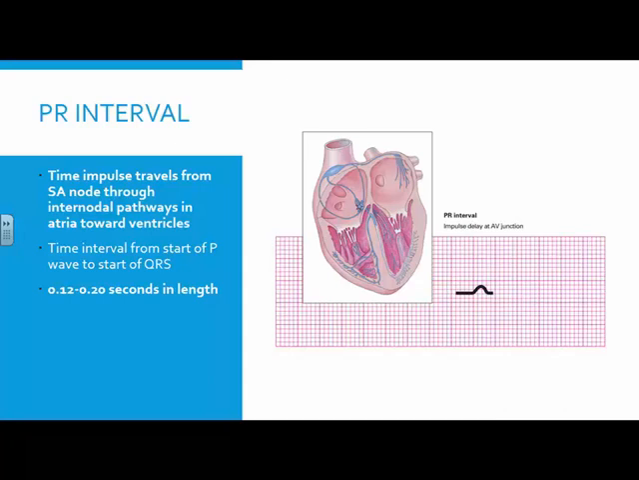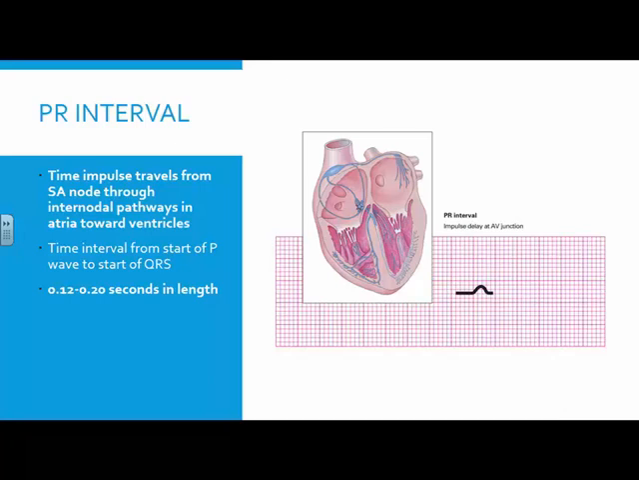So now, I forgot to mention this stuff right here. A lot of this is coming out of your Beasley book, the EKG book. And you can follow along on both of them because it's the same information. 0.12 to 0.20 seconds. All right. So we want to know the start of the P to the start of the Q.